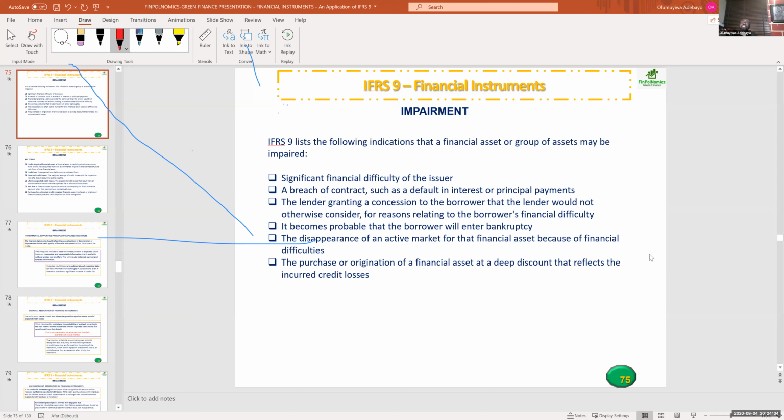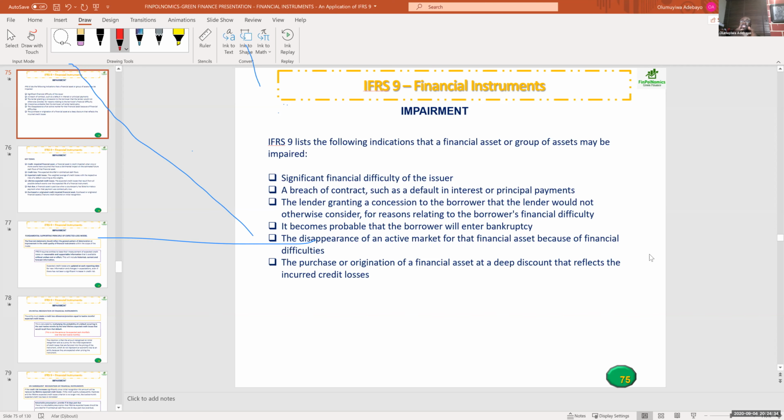And finally, there's a loss event on you purchasing a default financial asset. I'll call it so. What is a default financial asset? That is a financial asset that upon its initial recognition, upon its origination, is already impaired as at the time you are purchasing that financial asset.